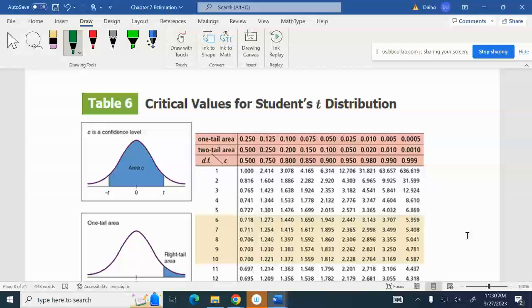Before, a student asked me, Dr. Long, what is a one tail, two tail? It doesn't matter. Don't look at that. We are going to use the one tail, two tail later, in Chapter 8, the last chapter. Today, please look at the C. Who was the C? Confidence level. At 90%, we can pick one of the t-scores. At 95%, we pick one of the t-scores. At 99%, we are going to pick one of the t-scores.